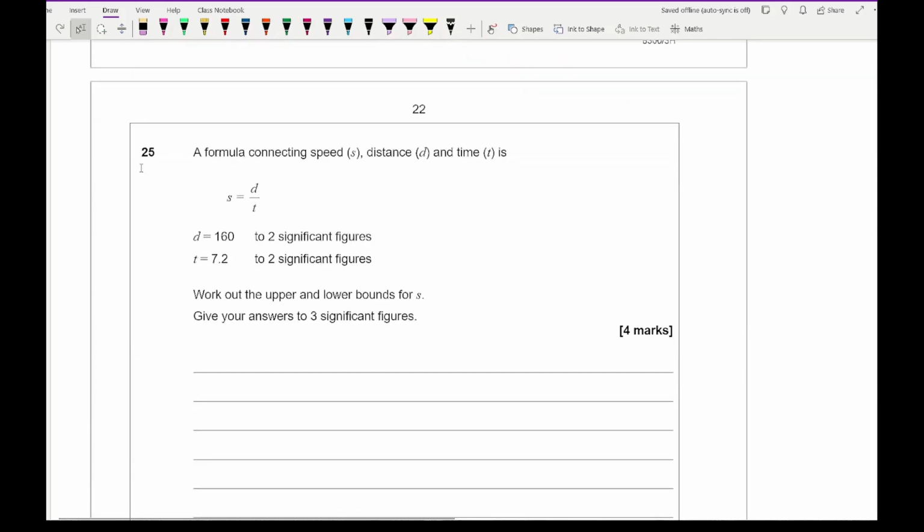Then moving on to question 25, it says that a formula connecting speed, distance, time is this, and we've got values of d and t which are rounded to 2 sig fig, and it says work out the upper and lower bounds for s. Give your answers to 3 sig fig. Now in terms of upper and lower bounds using a calculation, to get my upper value of a fraction, I want the biggest at the top and the smallest at the bottom. To get the lower bound, I need to have the smallest at the top and the biggest at the bottom.